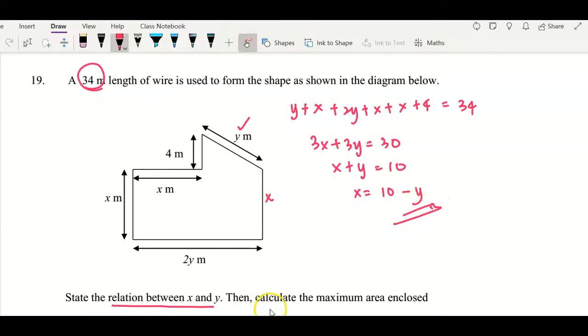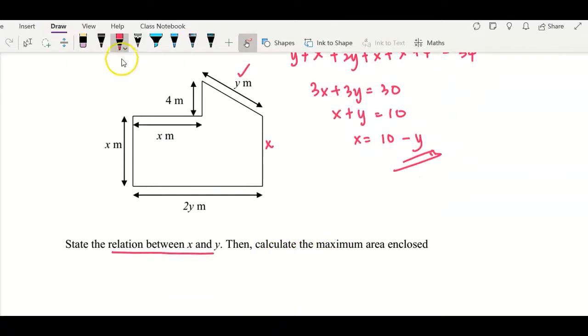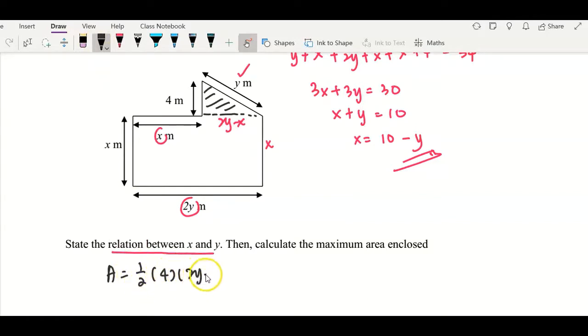And then calculate the maximum area enclosed. Since you need the maximum area, of course you need the expression involving the area. The area, I use A to represent it. And then I will separate this diagram into two parts. The first part is this one, the triangle. How do you get the area of the triangle? You use the formula 1/2 multiplied by the height, that is 4, multiplied by the base. The base of the triangle is given by 2y minus x. So the area of the triangle is 1/2 multiplied by 4 multiplied by (2y minus x). And plus, you need to add another area, which is the area of this rectangle.